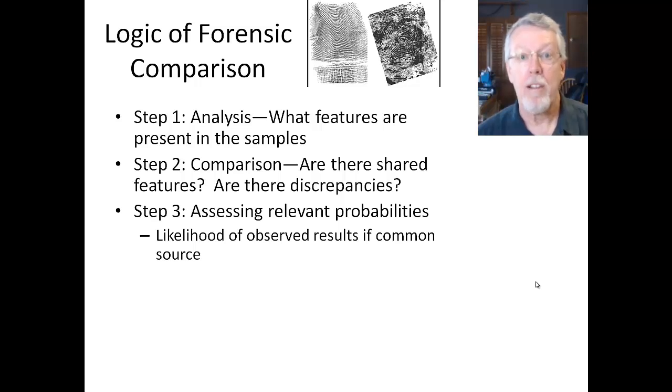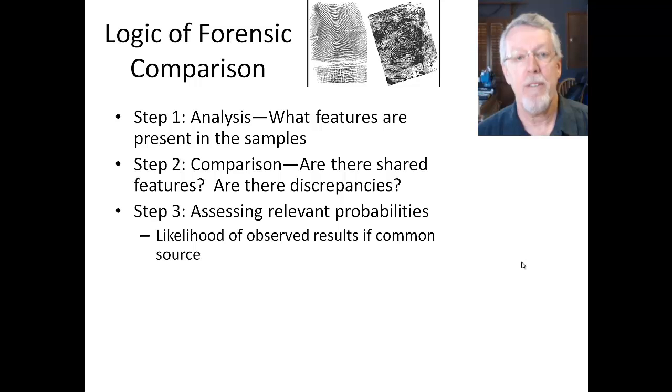If one latent print has a loop pattern and the reference print has a whorl, and the examiner determines that that's just something that would be impossible if they come from the same finger, then the result is easy. The examiner can simply say, I've excluded this item. I've determined that what I observe when comparing the items is sufficiently unlikely if they have the same source that I can determine that they don't have the same source, and that ends the case.